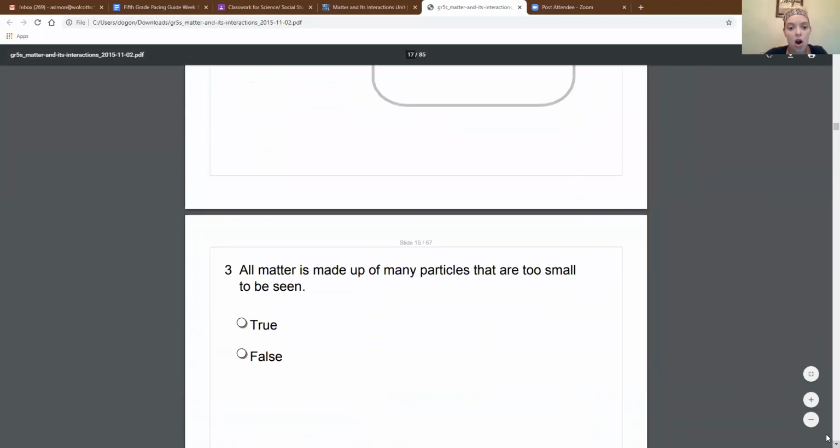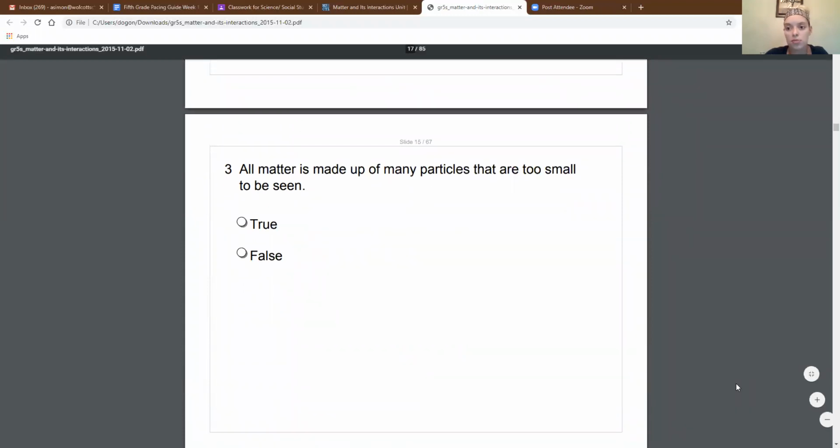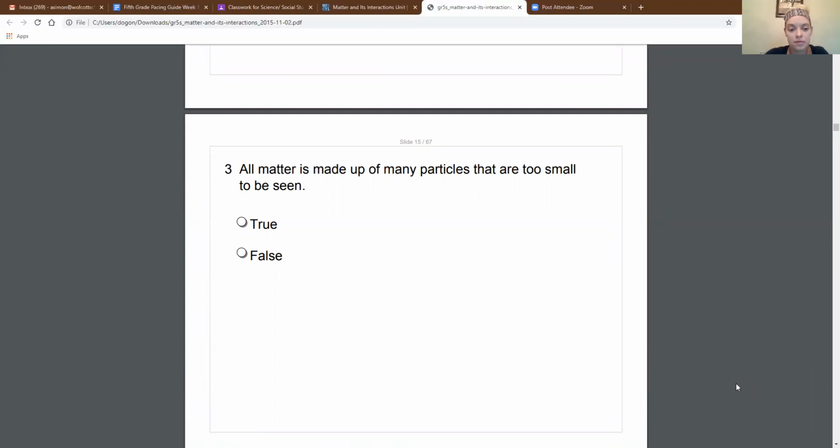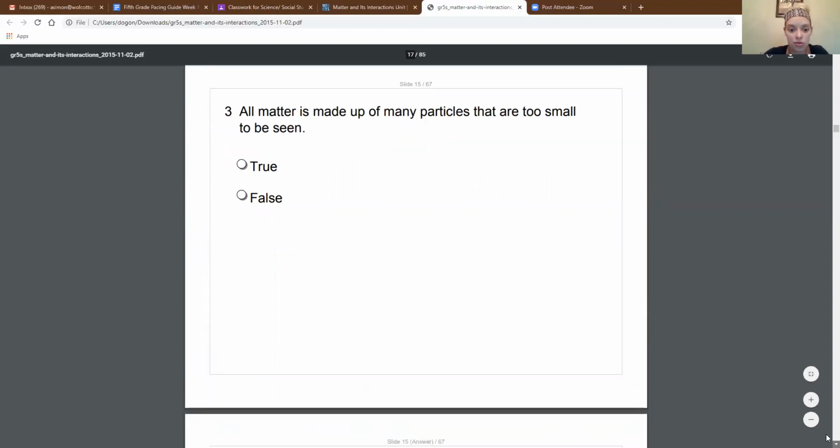Because air all around us, we don't necessarily see it, but we know it's still matter. Okay, number 3. All matter is made up of many particles that are too small to be seen. Okay, this one is going to be true. Remember, we talked about those very, very small particles put on top of each other is what makes all types of matter. So this is going to be true.